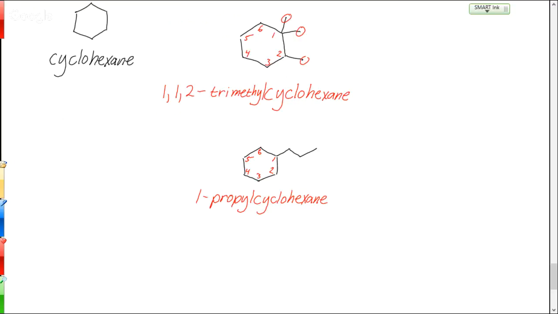So you can't go from numbering the ring to numbering the chain. You can't do both. You got to pick one or the other. The rule is whichever one's bigger becomes the parent. So if you've got a 6-membered ring with just a 3-carbon group coming off, then the 6-membered ring becomes the parent, cyclohexane.